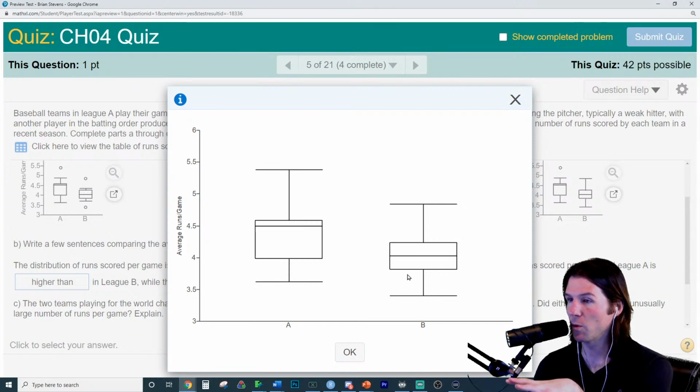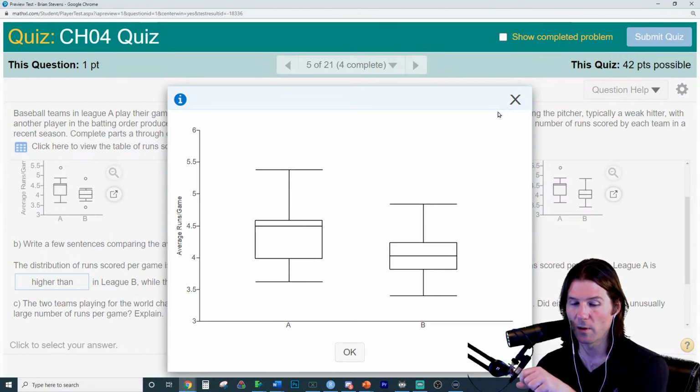Now, I do agree that there's more variation in A than there is B due to this IQR right here. The IQR is a little bit bigger, and I think the range is also a little bit bigger. So A has more variation.